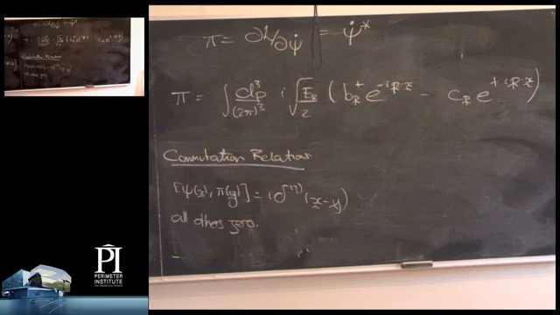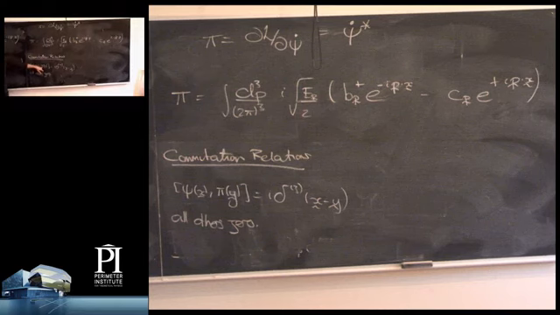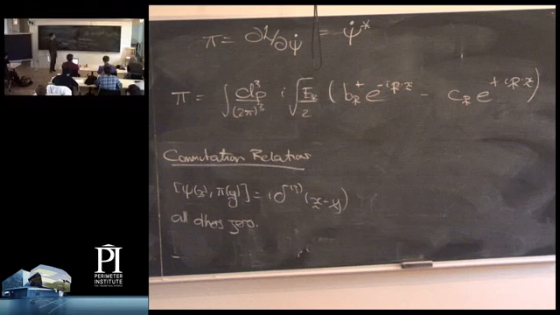The commutation relations for this are that psi doesn't commute with pi, its own momenta, when x is equal to y. Sorry, there should be a y there. Everything else is vanishing. In particular, psi commutes with pi dagger.